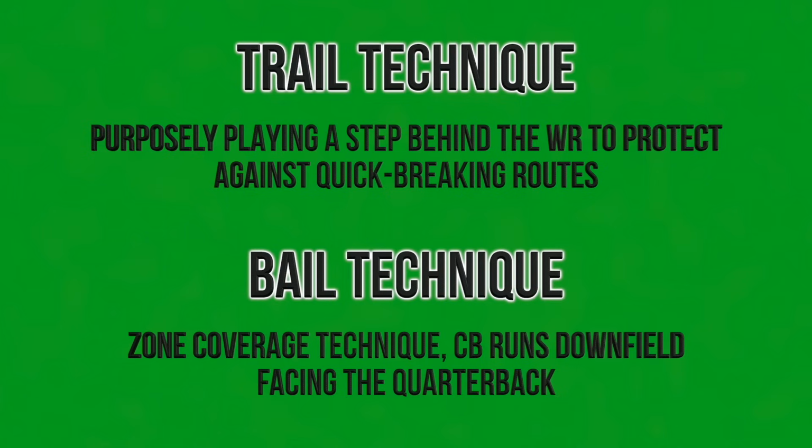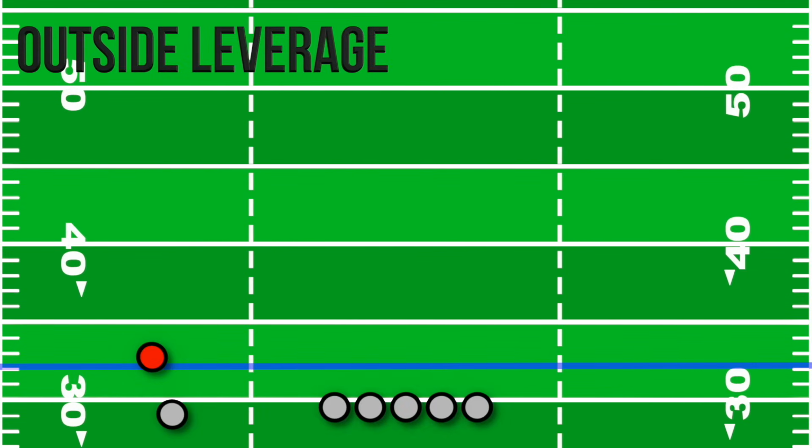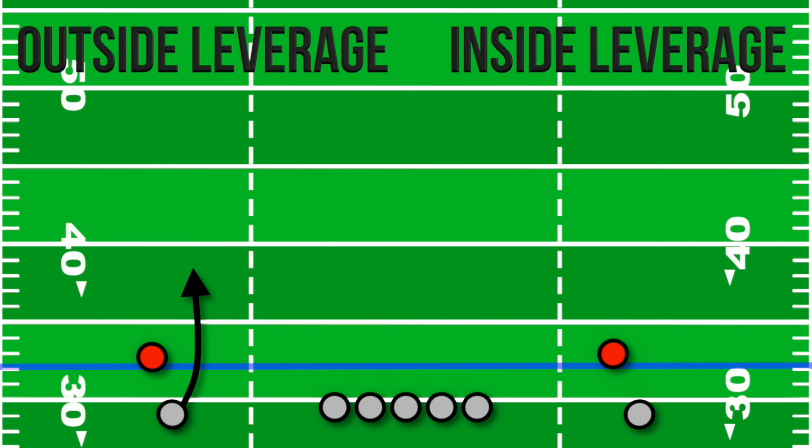Cornerbacks will play with different leverage depending on where they have help and what direction they want to funnel a receiver's route. Outside leverage means the corner is lined up on the outside of the receiver and he wants to force him to release inside. Inside leverage is the exact opposite. The corner's lined up on the inside and he wants to force his route outside. The leverage that a cornerback plays with depends on the coverage and what routes the defense wants to take away.